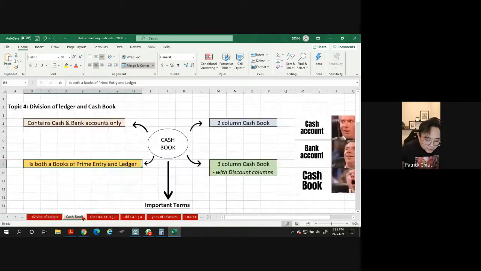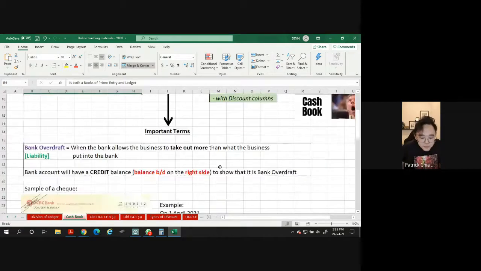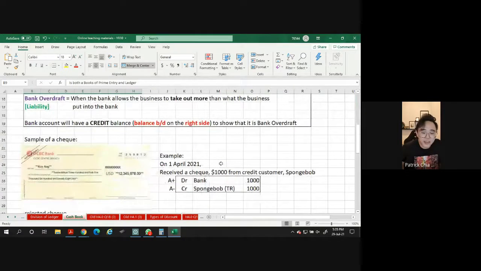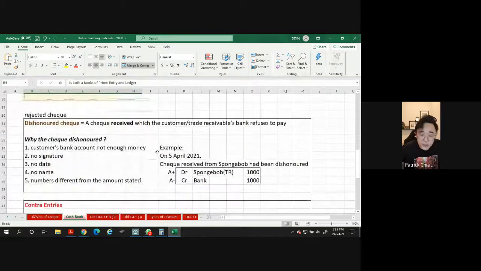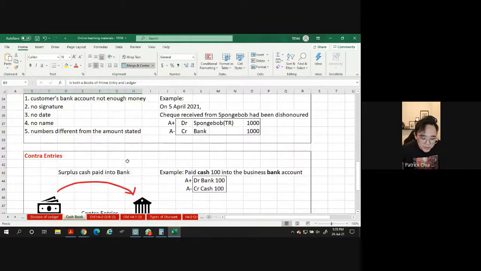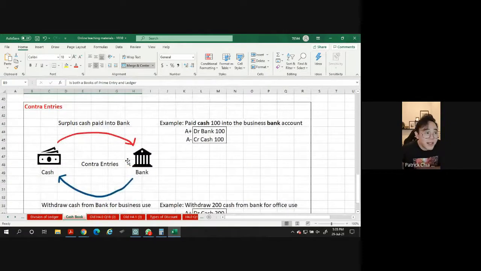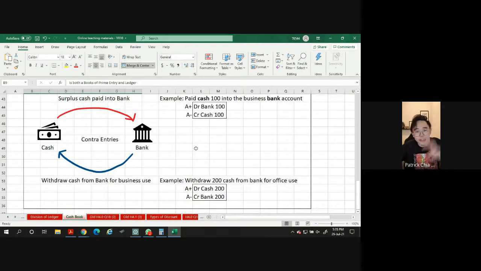For the cash book part, it's the same thing. You need to know the definitions of bank overdraft, dishonored cheque and all these things. There are more detailed notes here, so I'll be sending this to you and you can check it out for yourself. For contra entries, like I said, it's super important. For the two situations, make sure to know their double entry, what to do: which one is in, which one is out. And of course, after that is to do the T account.